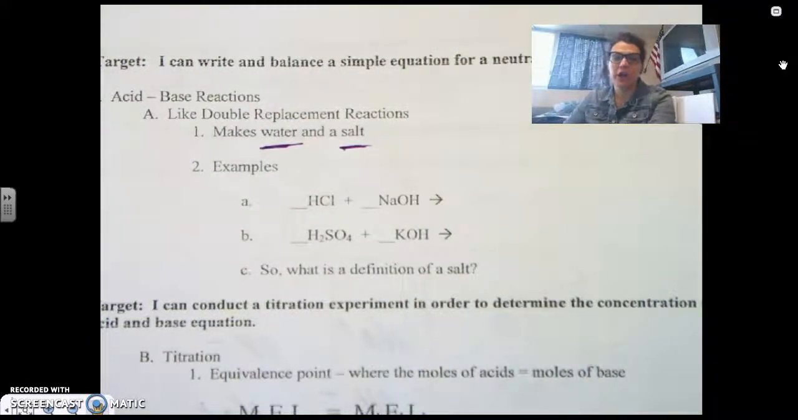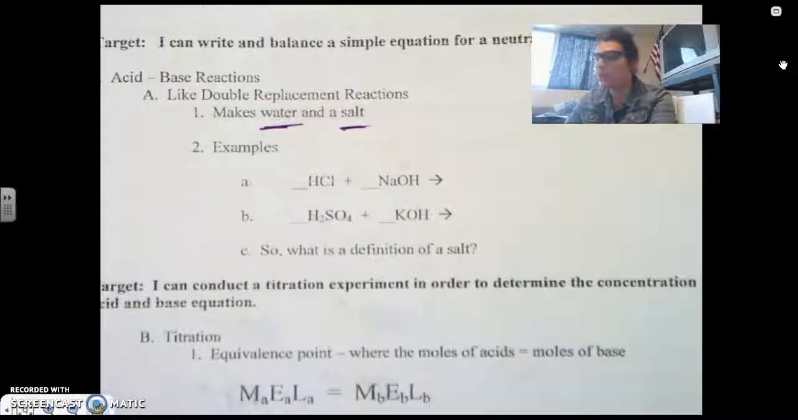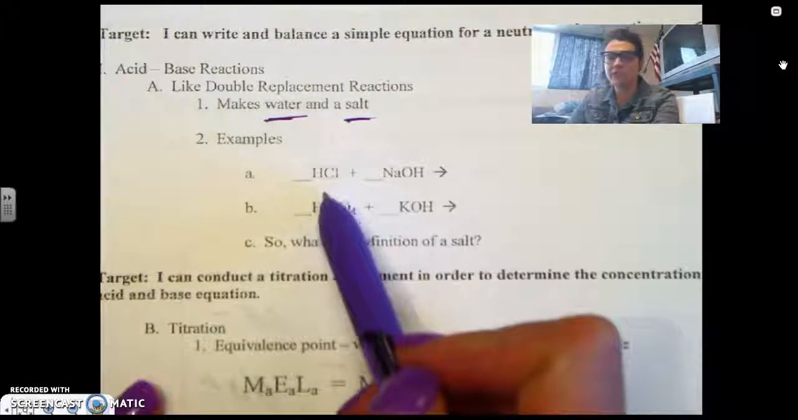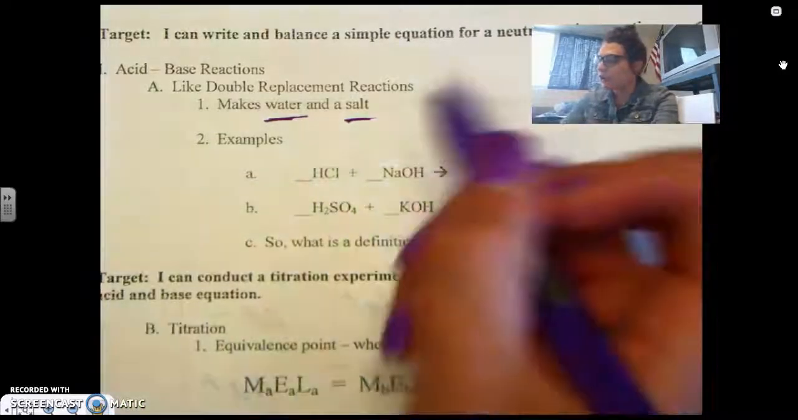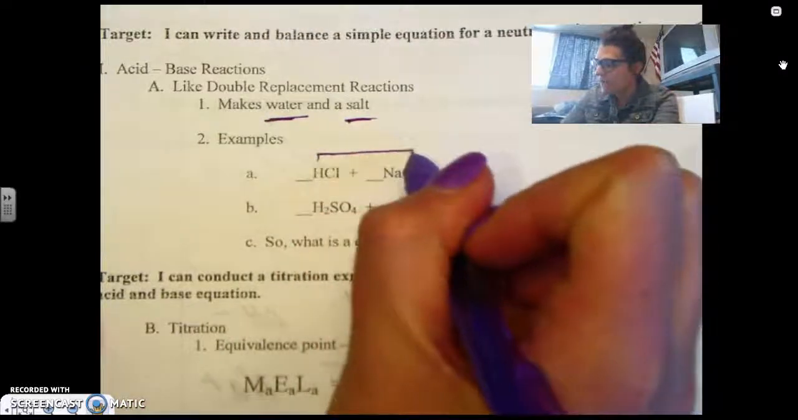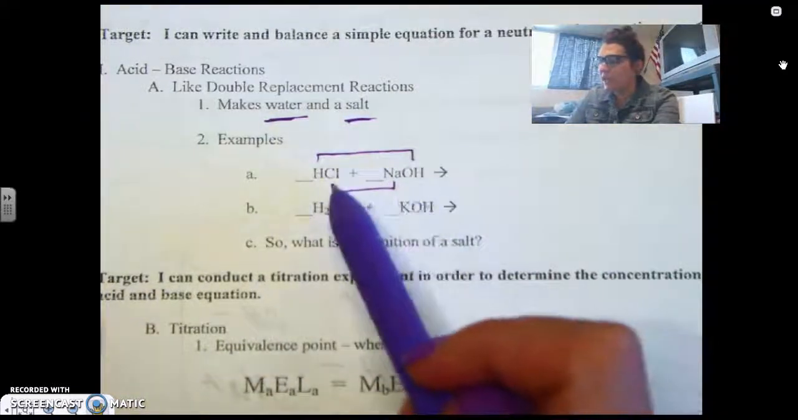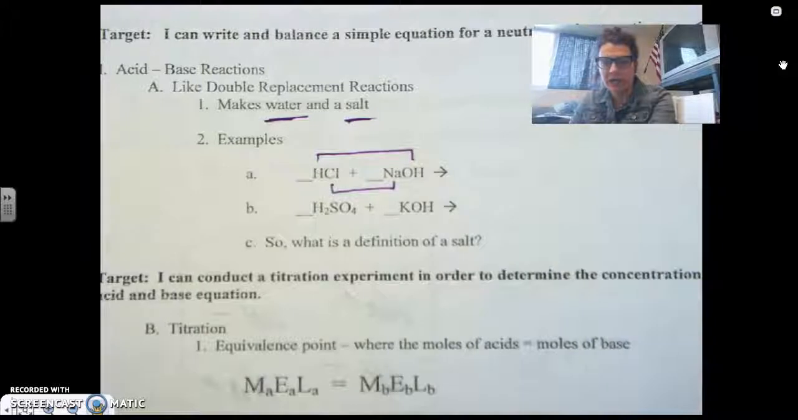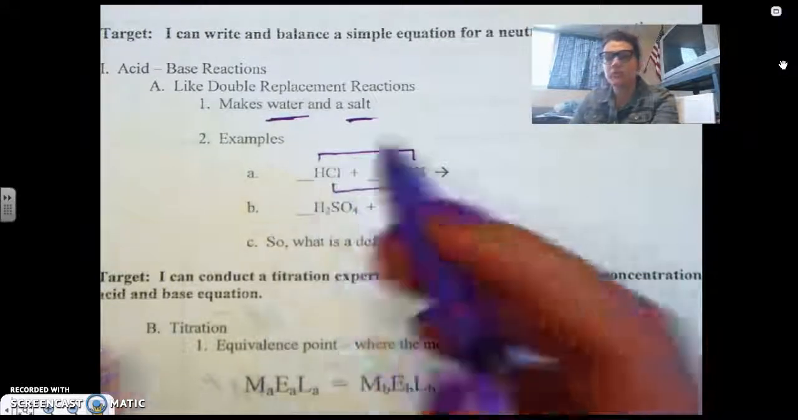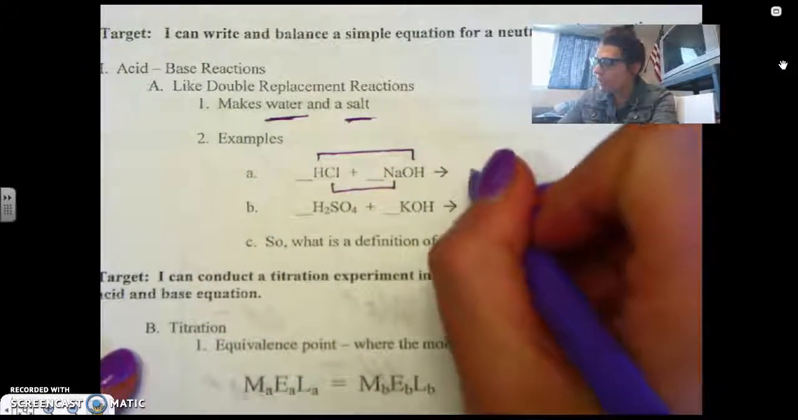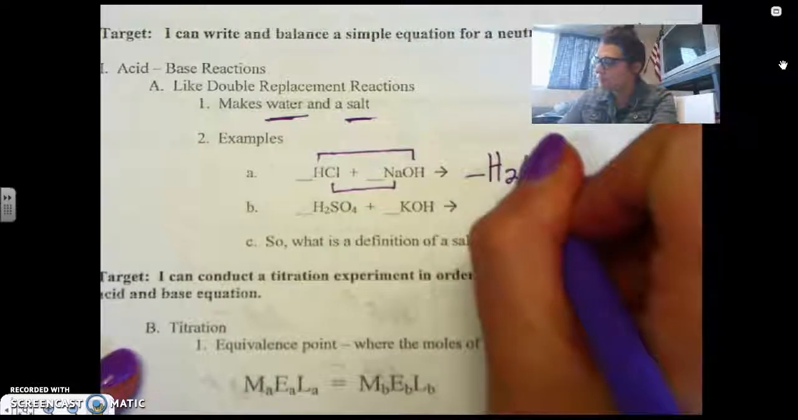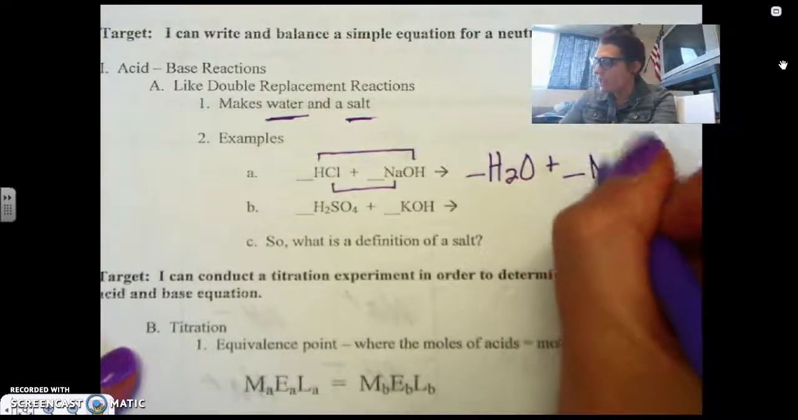Okay, and you have to remember that a salt is a cation and an anion, not just NaCl. So let's look at a couple of examples. These are pretty straightforward. If we mix HCl and sodium hydroxide, you need to realize that you're going to do outside, inside. So what you see here is you're making NaCl, which is sodium chloride, and then you have OH plus H, which is H2O. So you're making H2O and NaCl.